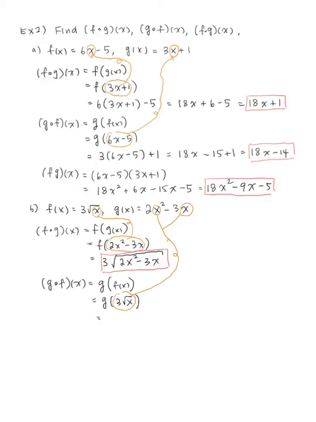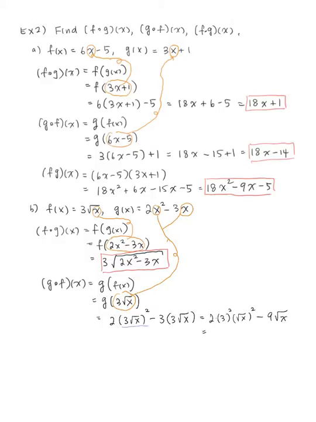Alright, so this is going to be 2 times, don't forget the parentheses, 3 square root of x squared minus 3 times 3 square root of x. So this is going to give us 2 times, I'm going to do this step by step. Now the exponent rule says what? You're going to have 3 squared times the square root of x squared. That's this portion here. Okay, and then minus 9 times the square root of x. I'm just multiplying 3 times 3.